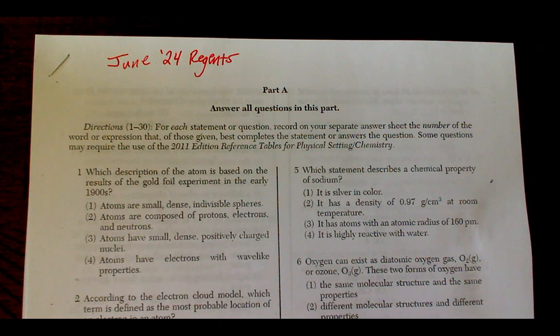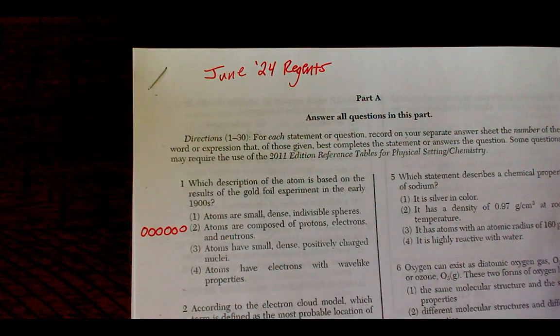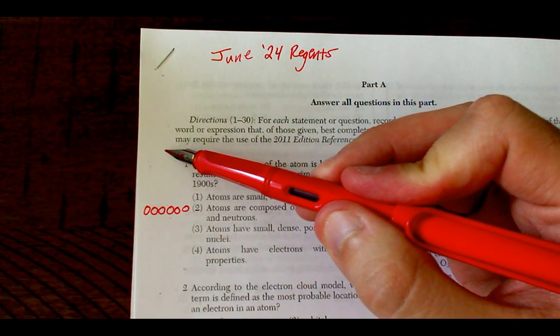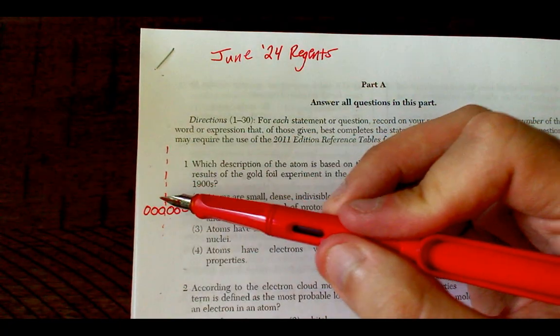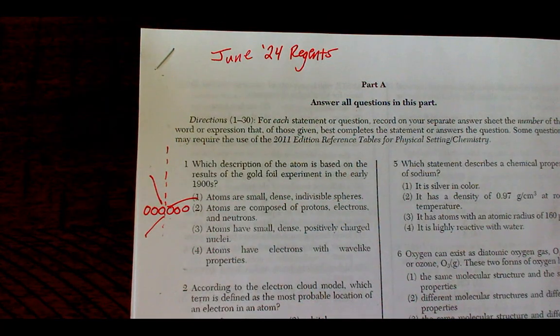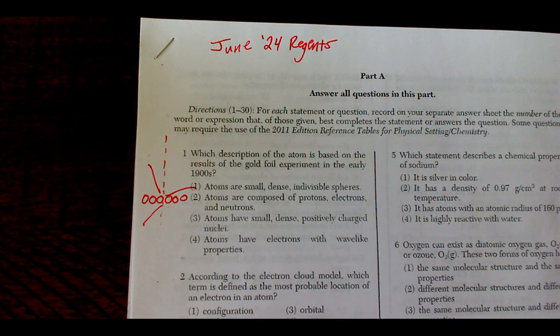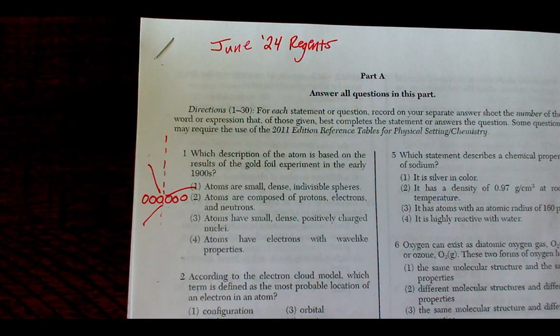So, number 1, which description of the atom is based on the results of the gold foil experiment in the early 1900s? If you remember how Rutherford's gold foil experiment went, he had a piece of gold foil and shot alpha particles at it. Most of them went straight through to a detector, but some bounced off, some glanced sideways, some deflected in a different direction, and his big takeaway was twofold: there are dense, positively charged, really tiny centers of the atoms that we now know as the nucleus, and atoms are mostly empty space.